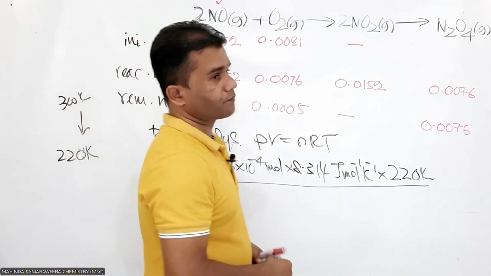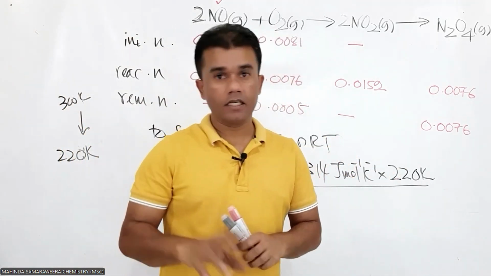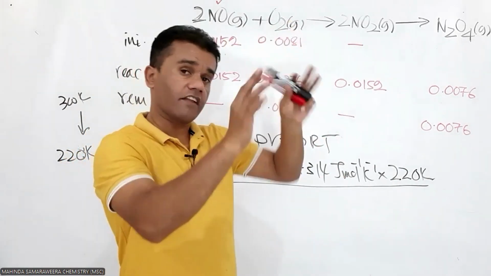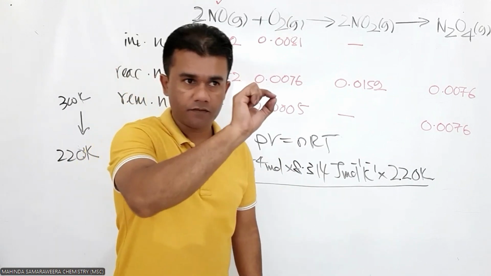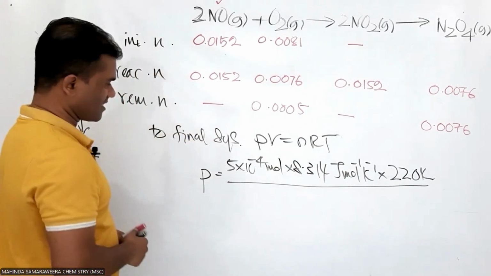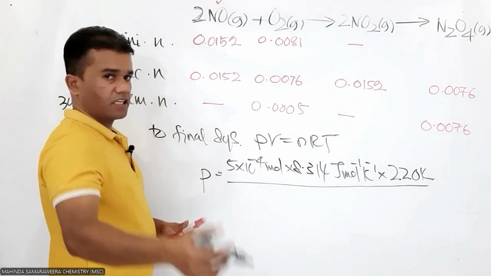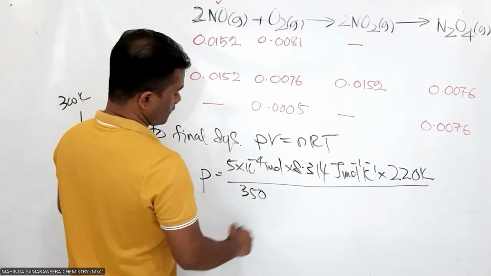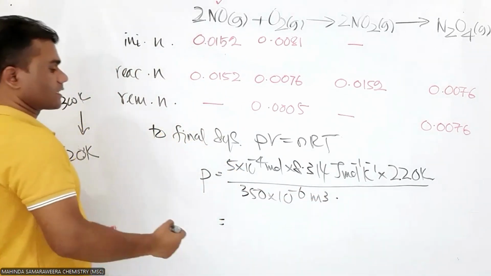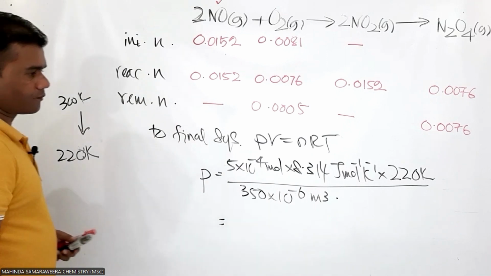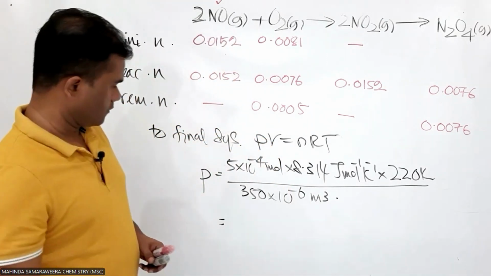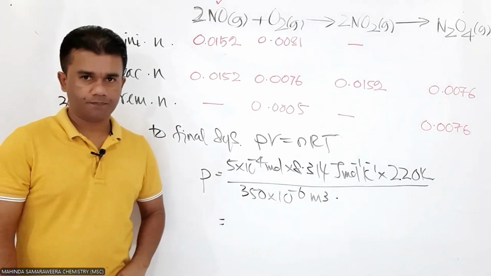Now what's the volume? These two vessels are connected. Earlier, NO is in one vessel, 250 milliliter. Oxygen is in another vessel, 100 milliliter. Thereafter, we connect them and the gases mix freely. Now we can take both as one system. Then 250 plus 100 is 350 milliliter. But I should convert that into cubic meter, the SI unit. So this is the correct substitution for pressure. Thereafter, we can find the pressure by simplifying this.